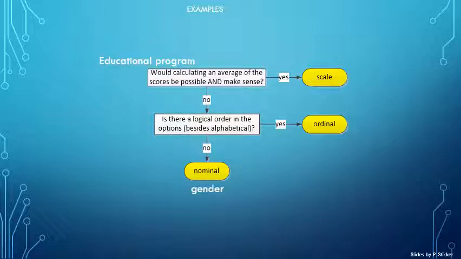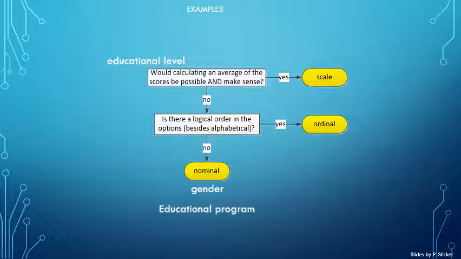So, educational program, so for example, math, physics, psychology, etc. Can we calculate an average of those? No. Is there any logical order besides alphabetical? No, it doesn't really matter in which order you would put them in on your survey, so that's also a nominal variable.